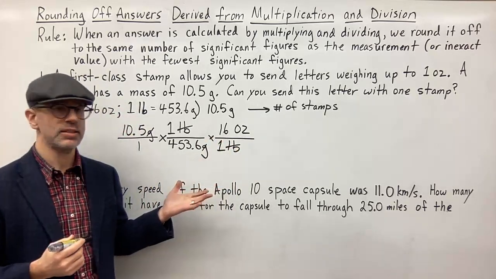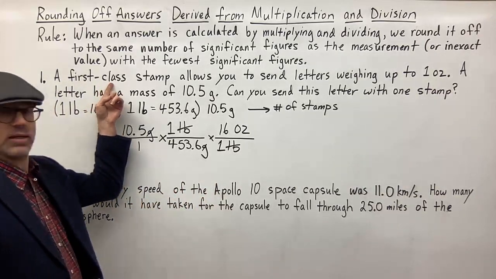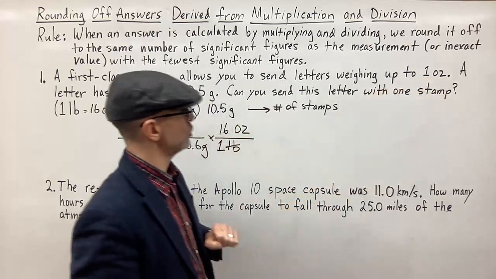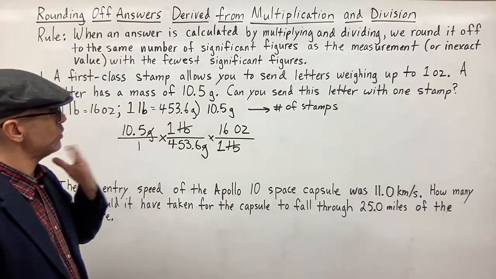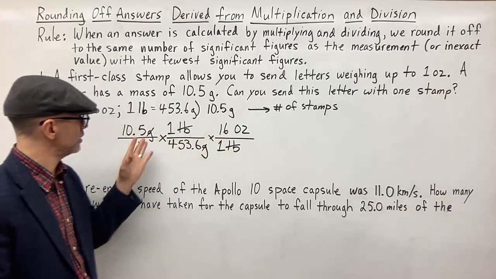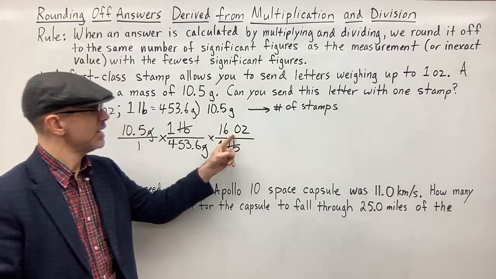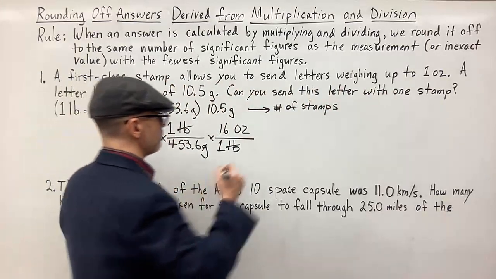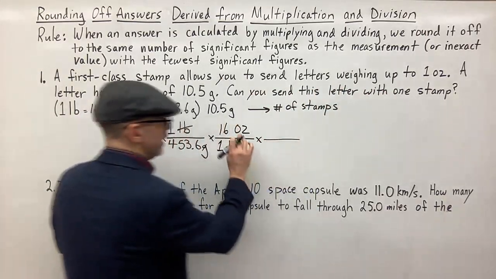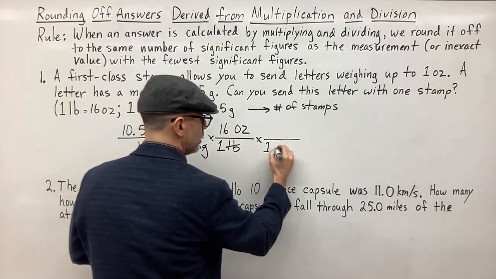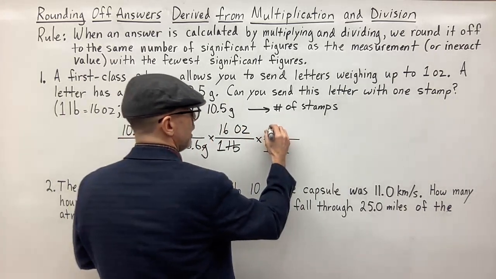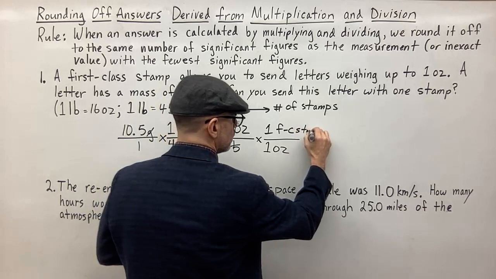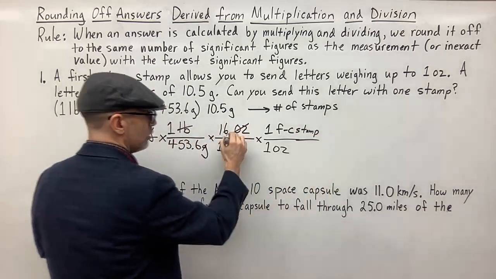So now that I have ounces, I can use the relationship that 1 first class stamp allows me is equal to 1 ounce. So now I've converted the mass of my letter to ounces. Now I can use the 1 ounce to 1 stamp to convert to the number of stamps. Since I have ounces on top, I'm going to put 1 ounce on the bottom and 1 first class stamp on the top. Ounces cancel out.